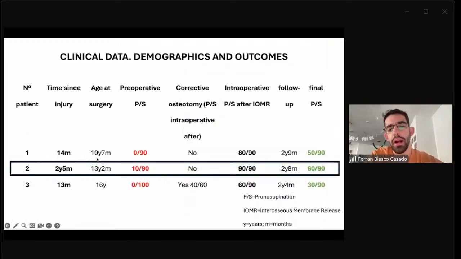Here we show our small case series, where we can see that the preoperative pronation in all cases with extension deformity of the radius was 0 or 10 degrees, and how it increased after the interosseous membrane release. There was a really severe case, where we performed the osteotomy and then the interosseous membrane release, and it was the one who got the worst results in the follow-up.